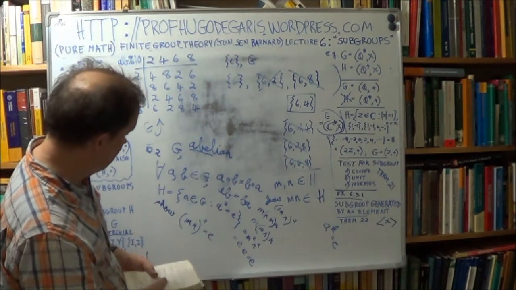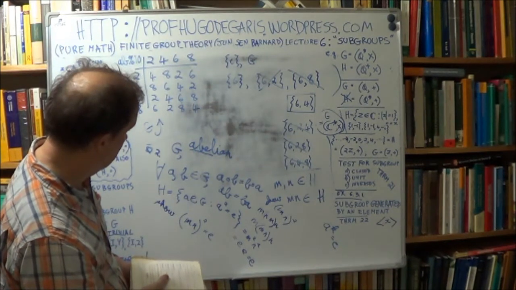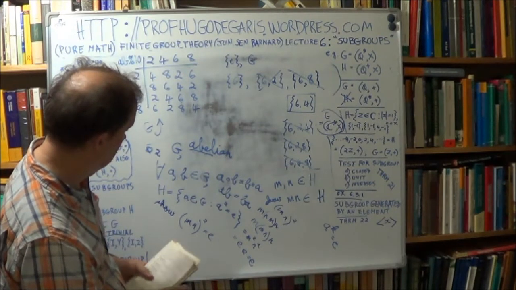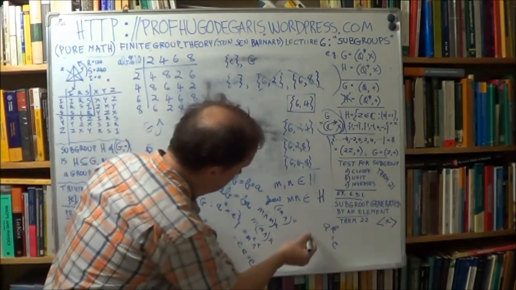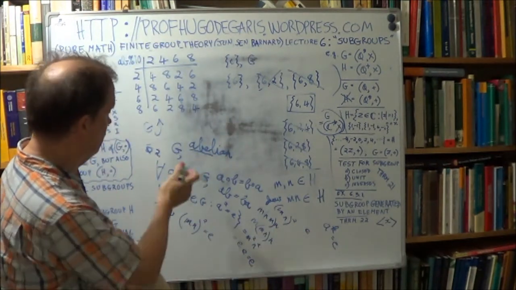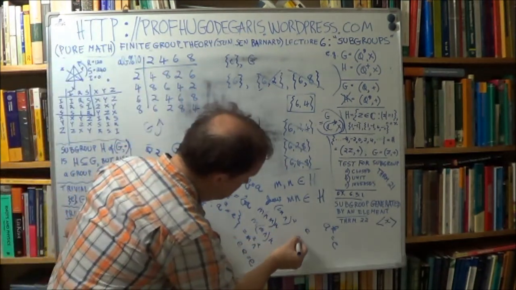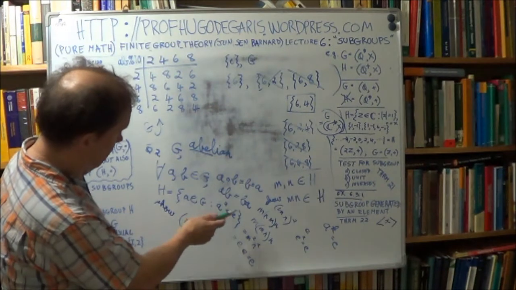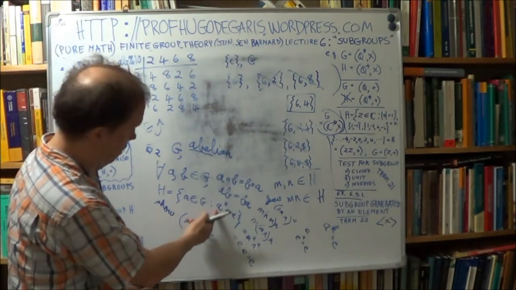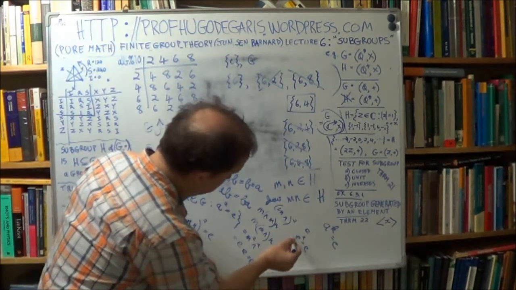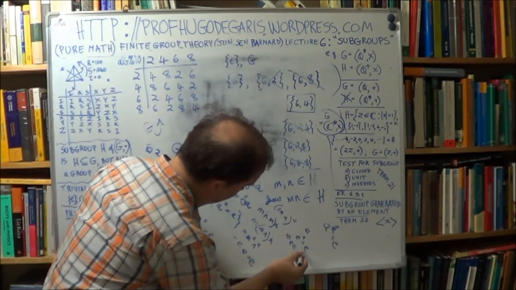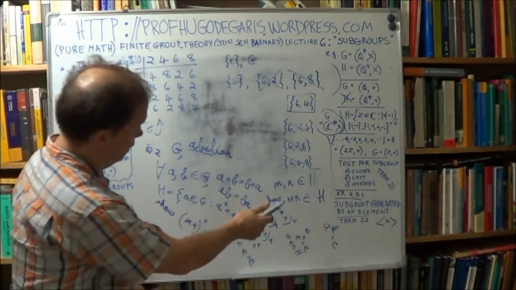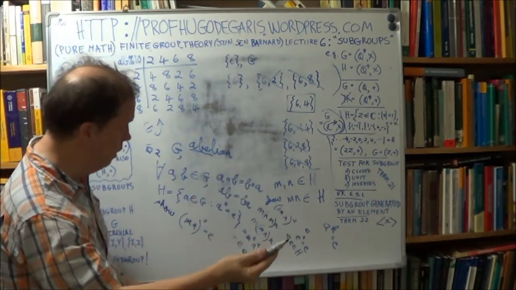The unit. What's the unit? Well, E. It's just E, right? It's the same unit as G. Why is that? Well, E squared is E, right? So if A is E, the square of it is E. So that implies E belongs to H. So this H has a unit. So it's closed, it has a unit.